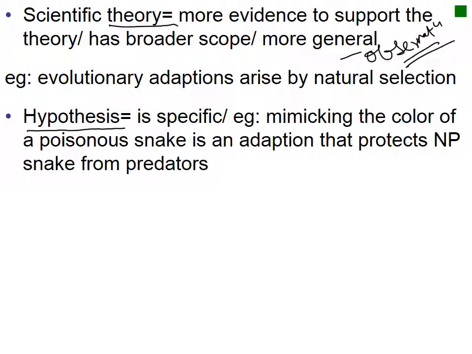So, scientific theory. Now you have hypothesis, you have theory. A hypothesis is an answer to a specific question by performing an experiment and proving it. Whereas a theory is more broader in scope, more general, and you have evidence of observations, a large number of observations to support it.